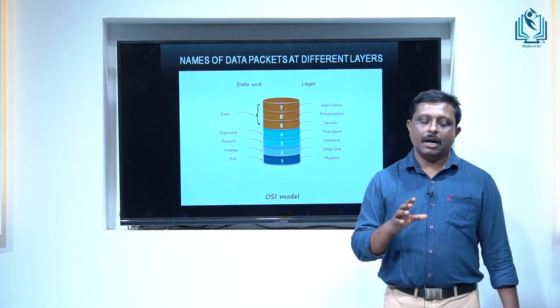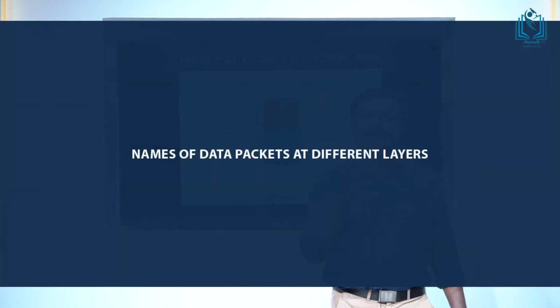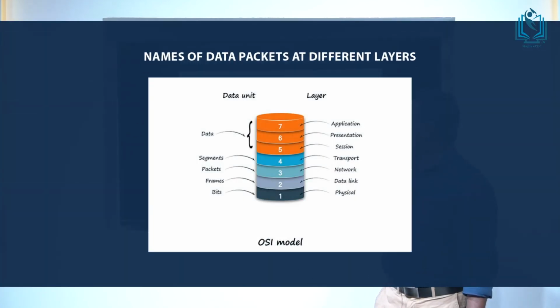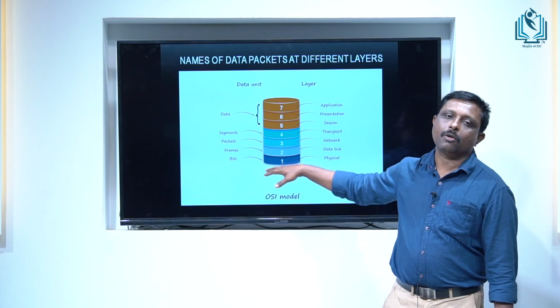Next, how data is known in different layers. In the first three layers, the data is known as a message. In the transport layer, data is known as segments. In the network layer, data is known as packets. In the data link layer, data is known as frames, and in the physical layer, it is a stream of bits.